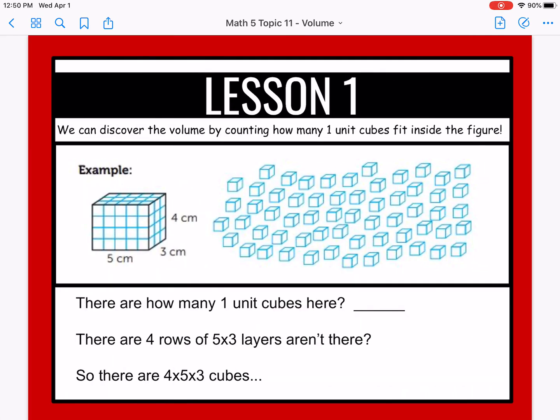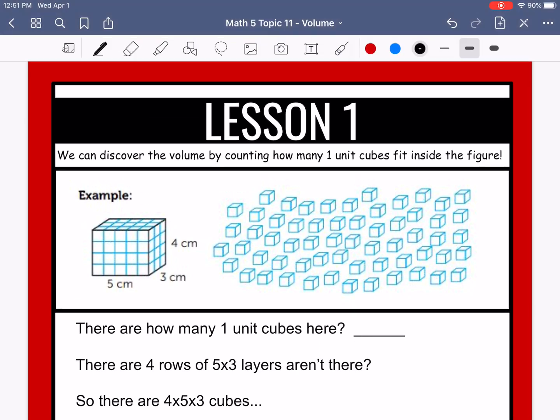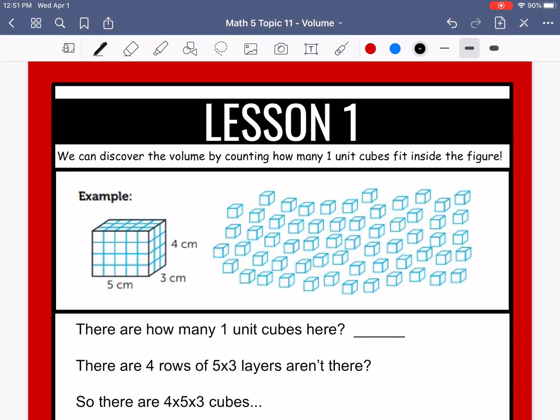We can discover the volume by counting how many 1-unit cubes fit inside the figure. So we are going to think of 1-unit cubes. Let me highlight this. This is very important. That's how you figure out volume. Volume is always based on a 1-unit cube. It might be 1 inch, it might be 1 foot, it might be 1 centimeter, but they're cubed. So we could actually count these little cubes up.